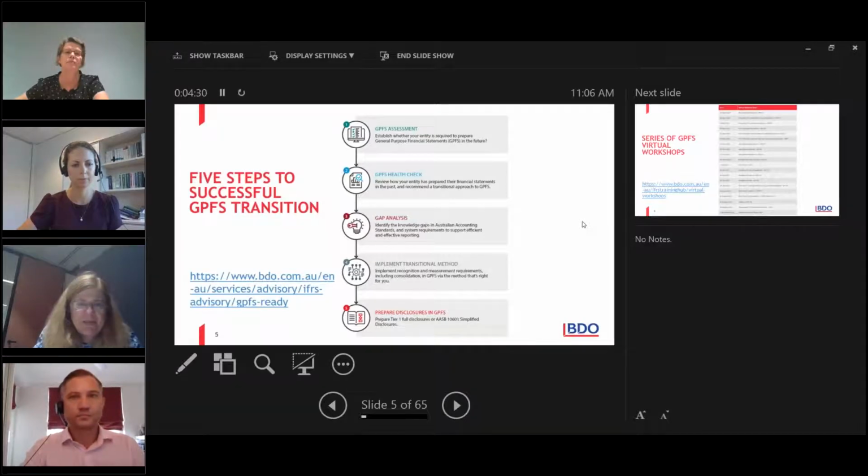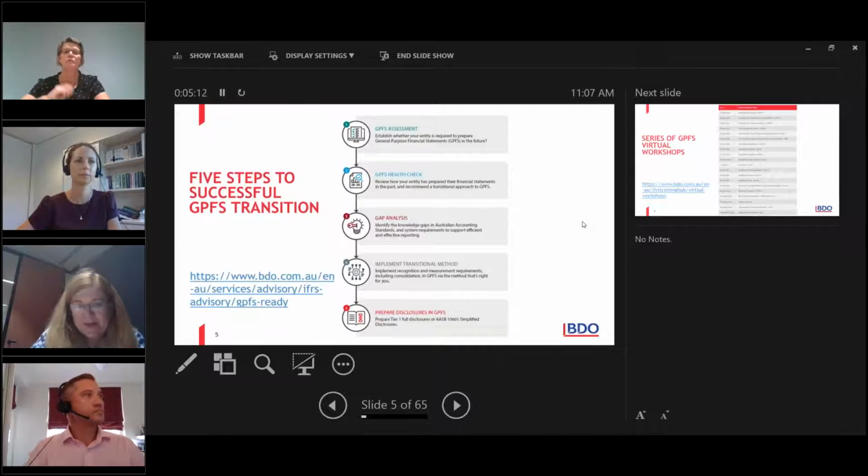And we said, as a first step, you have to do a GPFS assessment to establish whether you are required to prepare general purpose financial statements in future. If not, end of the five-step process. If you have to, let's go to step two. I have to prepare these general purpose financials. Now I have to do a GPFS health check, review how you are currently preparing your financials, and then consider how I go from my current place to GPFS. So what are the different transitional approaches, and what's the best approach.